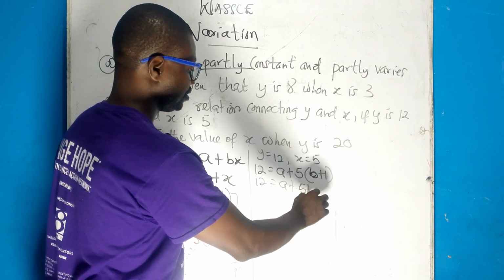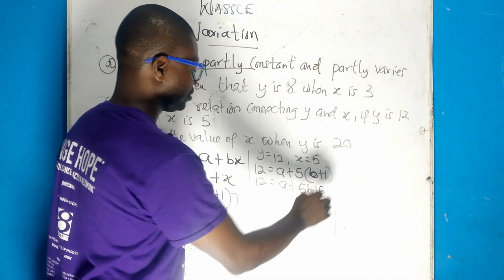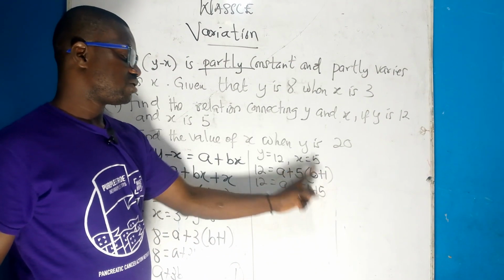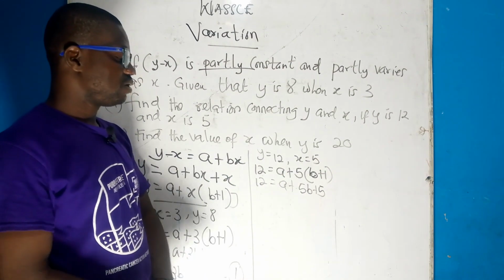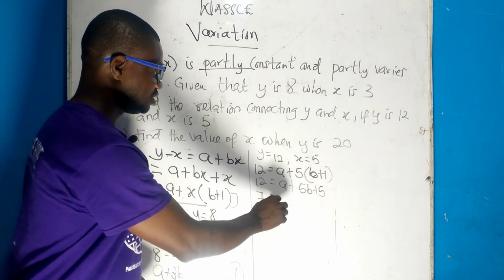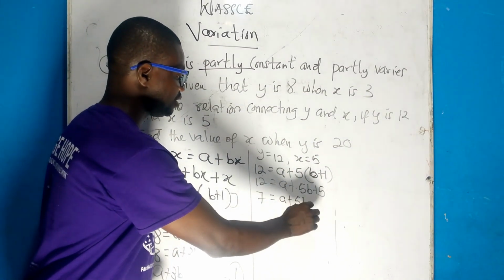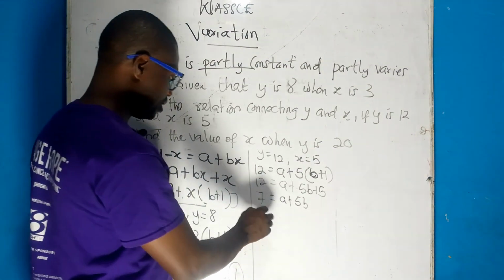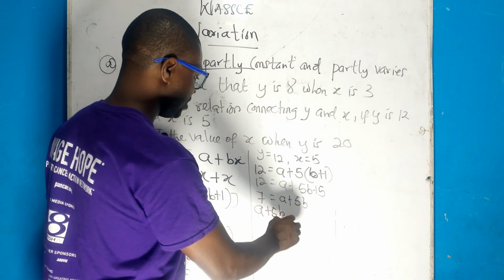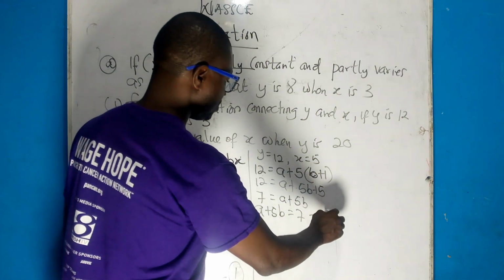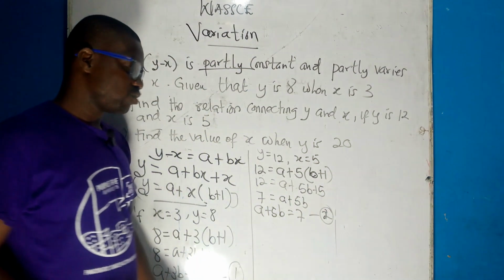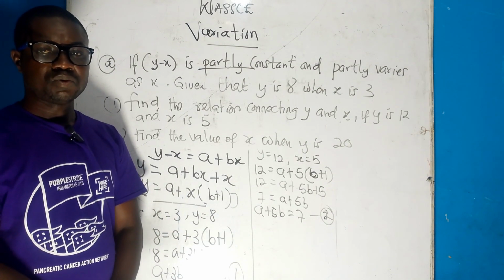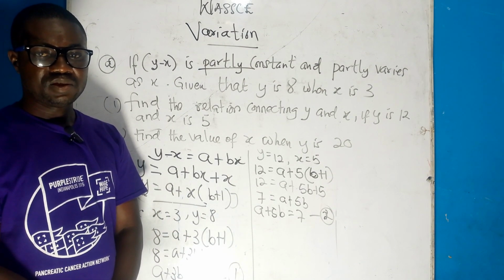So our expression now is 12 is equal to a plus, expanding, 5b plus 5. And I believe that from here you can easily do this by subtracting the 5 from 12, and you are going to get 7 is equal to a plus 5b. So our second equation is a plus 5b is equal to 7. When you reach this level, I believe that we all know how to do simultaneous equations.